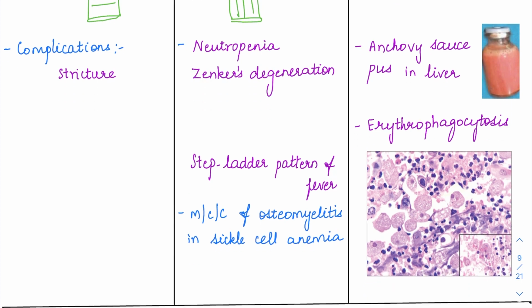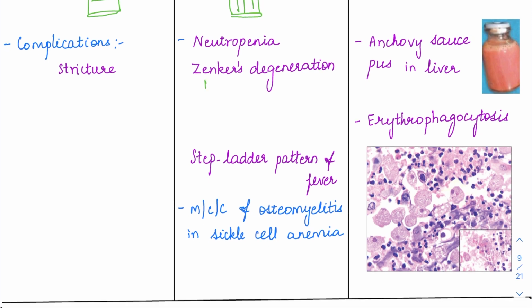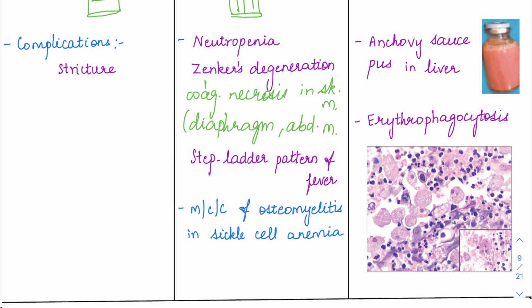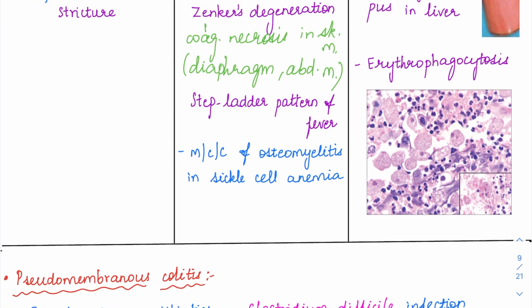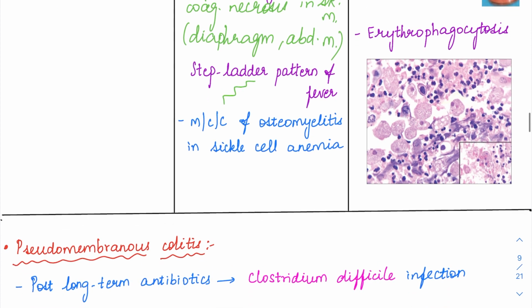And there is a special feature called Zenker's degeneration. This Zenker's degeneration is seen in typhoid fever, and it is actually a coagulative necrosis, a type of coagulative necrosis occurring specifically in skeletal muscles. Skeletal muscles like that of the diaphragm and abdominal muscles. So in abdominal muscles and diaphragm, you have this coagulative necrosis called Zenker's degeneration, seen mainly in typhoid fever. In typhoid, the kind of fever they develop will be a stepladder kind of fever. So the fever will have this kind of pattern.